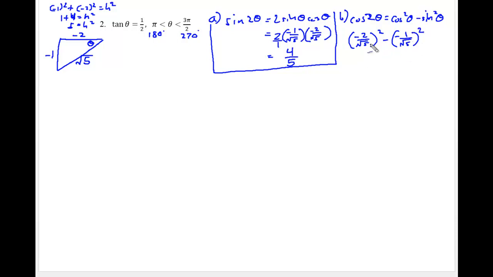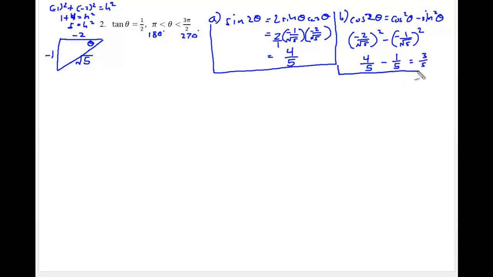And what's great about these is that when you square this, the -2 times itself becomes 4, and the square root of 5 squared is just 5, minus -1 squared, which is just 1, and the square root of 5 squared is just 5. So what we have is a simple answer of 3/5.